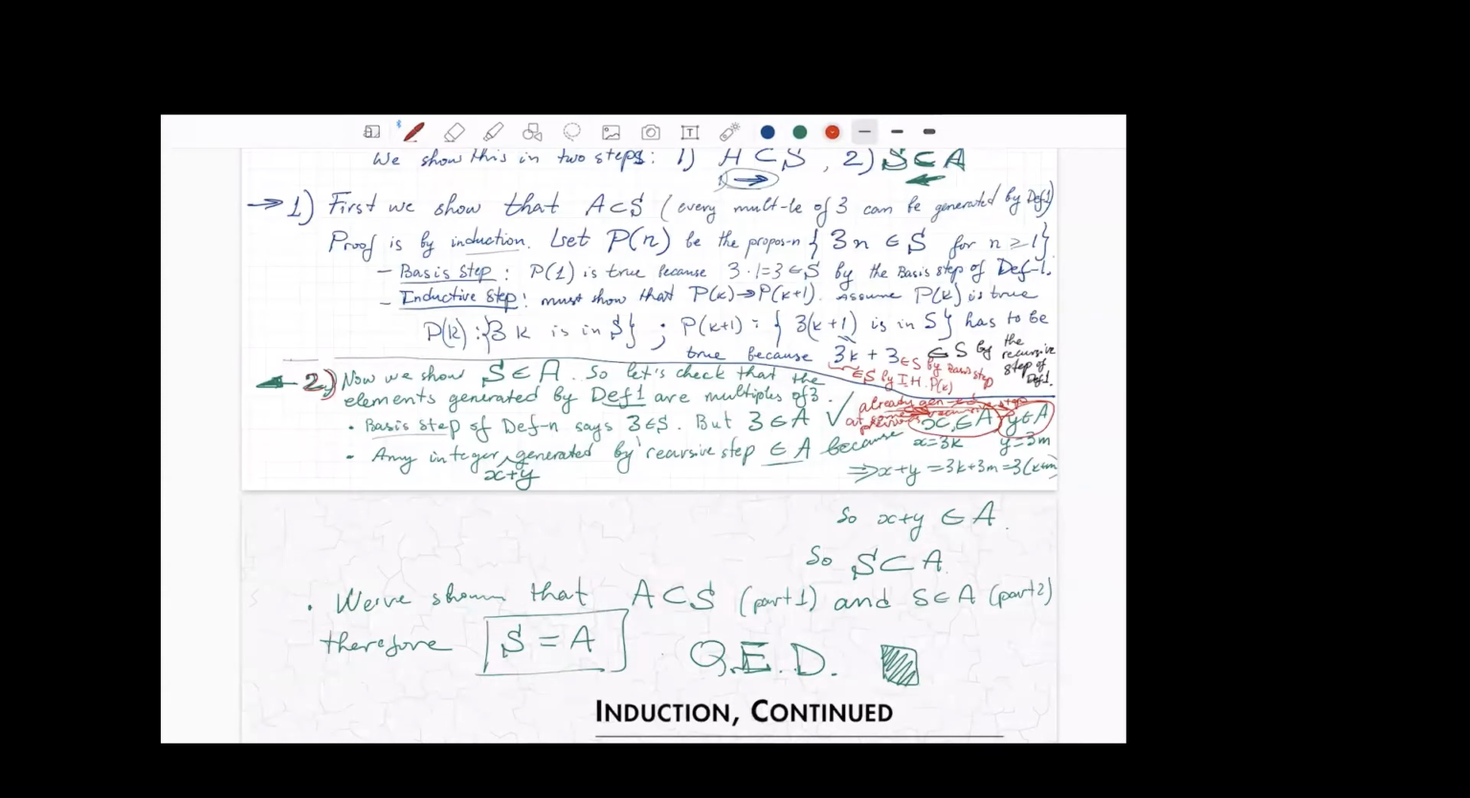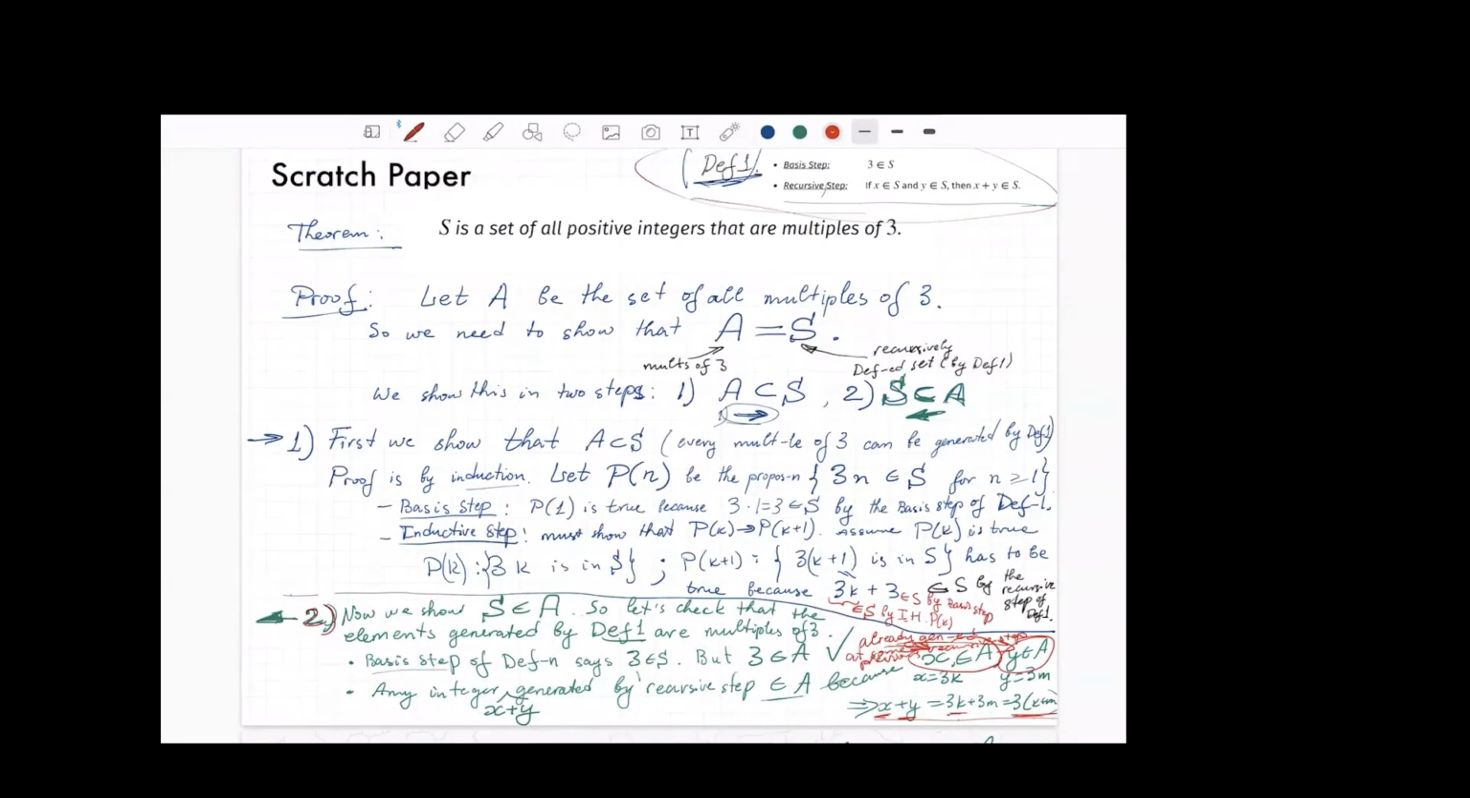And that is true, because each of them is a multiple of 3, so their sum has to be a multiple of 3. There's no other way, right? The recursive step generates a new element, but it generates a new element based on what has already been proven to be in A. So X and Y are both generated by S, by definition 1, and they're also already in A. So they are multiples of 3.